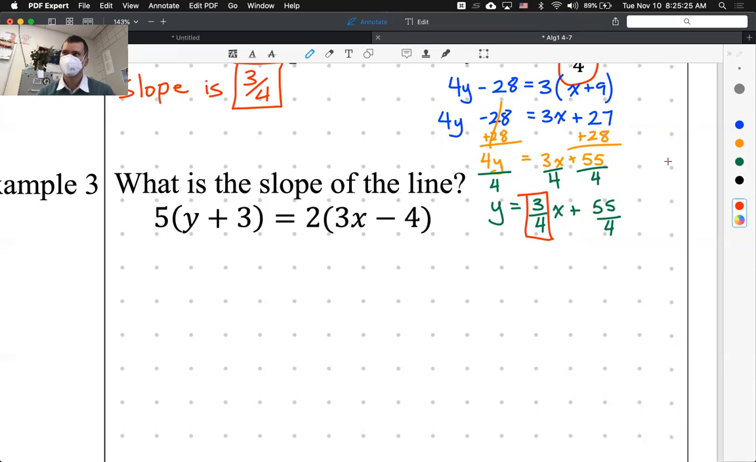Yeah, Diego? What I did is multiply 5 once distributed by y and 3. What'd you get? 5y plus 15. Nice. Yep, you do have to distribute on the left-hand side. What about the right-hand side? I did the same. 2 times 3x, we got 6x, and then minus 4, we got minus 8. Perfect. So you distributed the 5 on the left, you distributed the 2 on the right. And we're really close. We just need to do 2 more steps and then we'll have our answer.